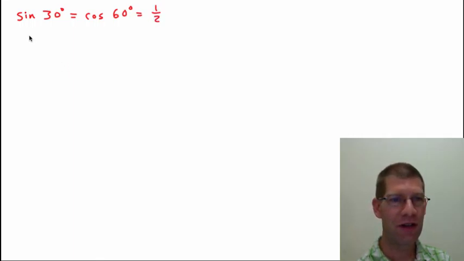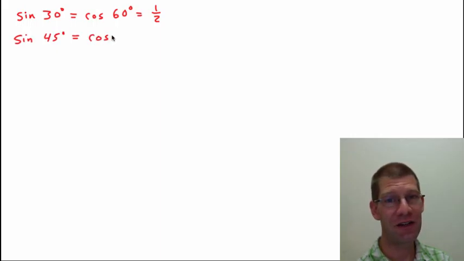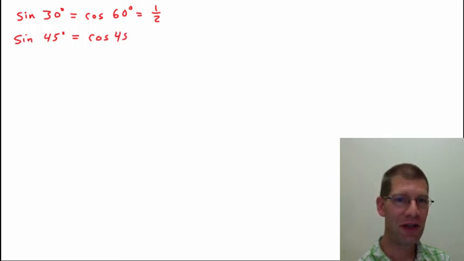So that's one to memorize. Another one is going to be sine of 45 degrees. And that'll be the same as the cosine of 90 degrees minus 45. So ends up being cosine of 45 degrees. And that's going to be square root of 2 over 2. And then the very last one would be if we're doing sine of 60 degrees, which will be the same as cosine of 90 minus 60, so cosine of 30 degrees. And that one is square root of 3 over 2.